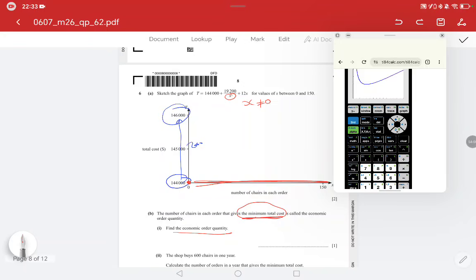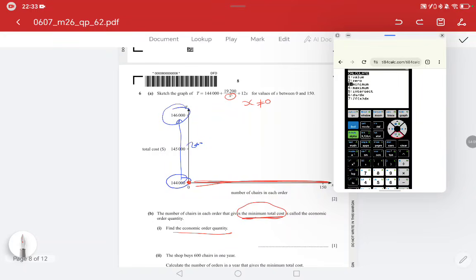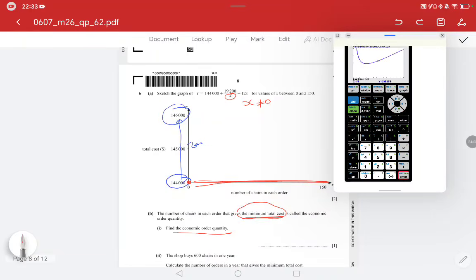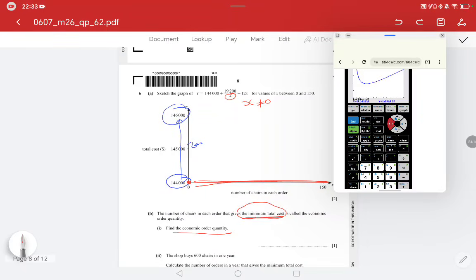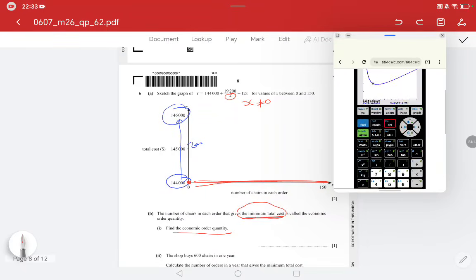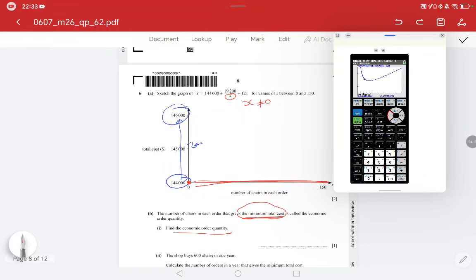If you want to find the minimum value, you go to second, then calc, and then go to minimum. When you go to the minimum, take a point before the minimum, any point before the minimum. This is the left bound. Press enter, then after the minimum point, press enter again, and then enter again. It gives you now exactly 40.